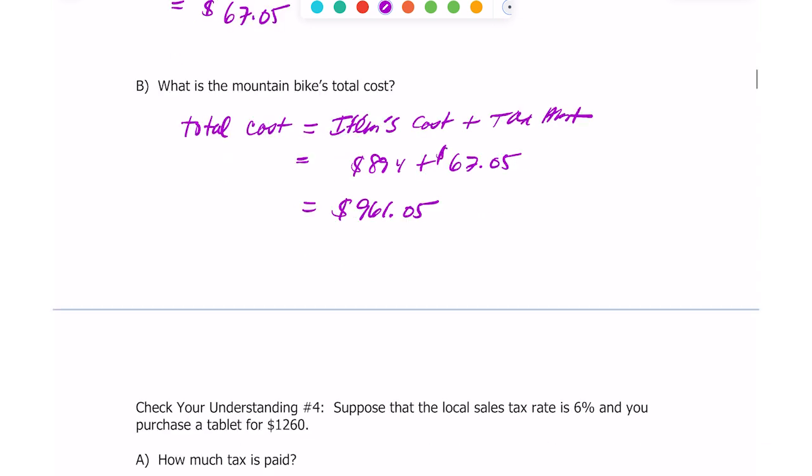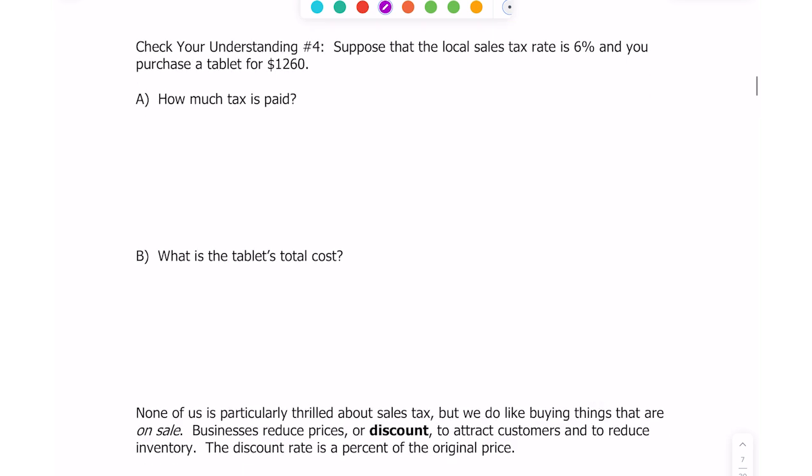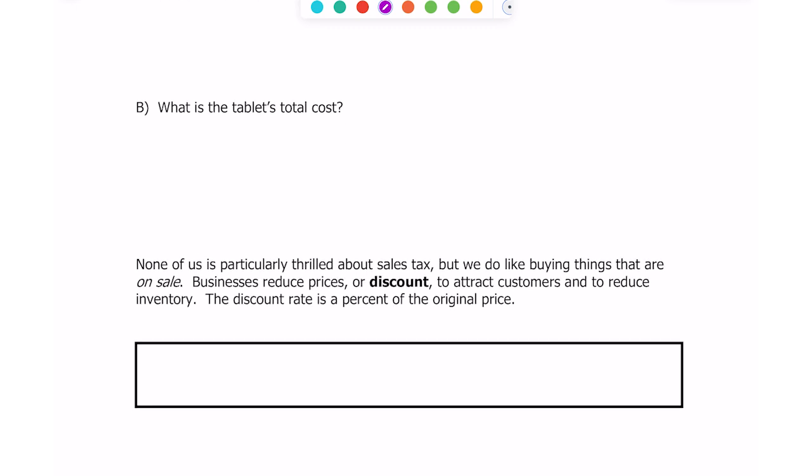You can try practicing a sales tax problem on your own, and then you can unpause when you're ready to learn about discount. So not everyone is always thrilled about sales tax, but we do like buying things that are on sale. And from time to time, businesses reduce the prices or discount to maybe attract customers, to reduce the inventory. The discount rate is a percent of the original price. So again, that formula A equals P times B.